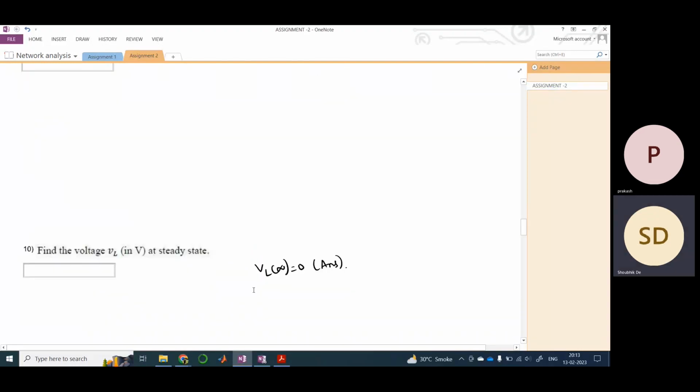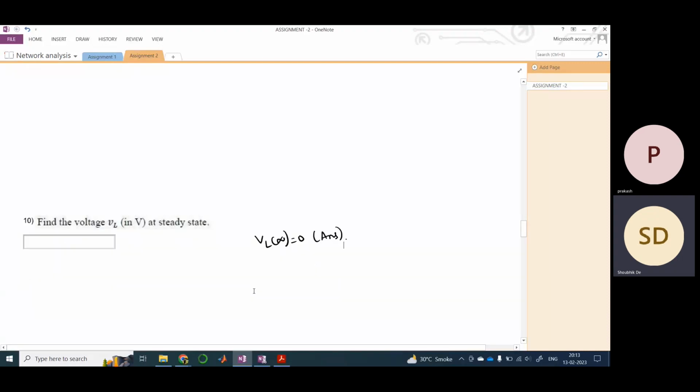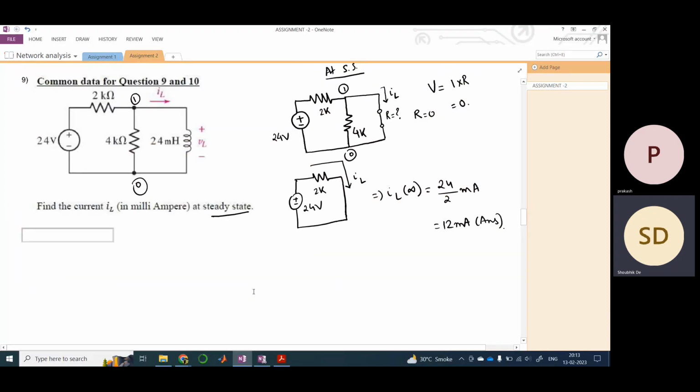So, this is regarding question number 10. I hope this is clear, these two questions, question 9 and 10.